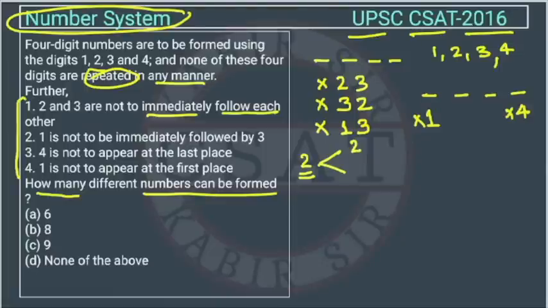So first of all, start with 1. After 2, 1 can come, yes, it can come, okay? And what else can come after 2? After 2, 3 cannot come, 4 can come. These are the combinations possible, right? 3 cannot come, 4 can come, okay? Any other number? No other number, okay?